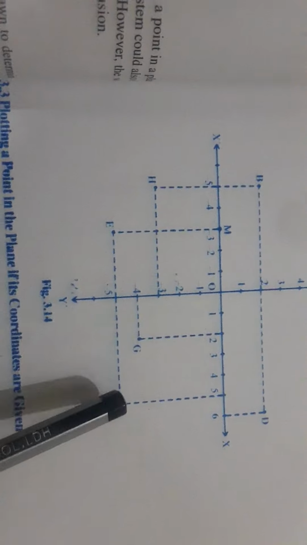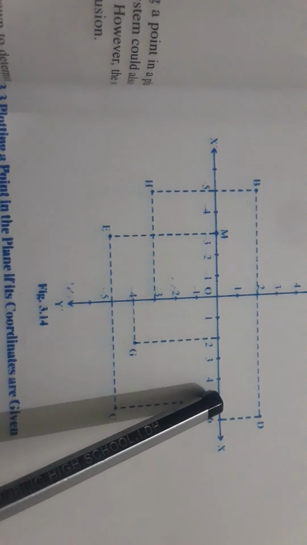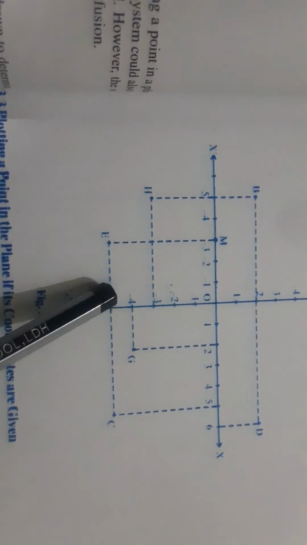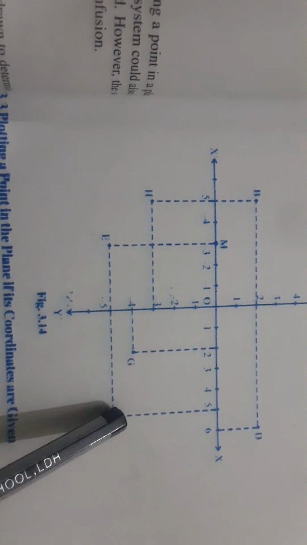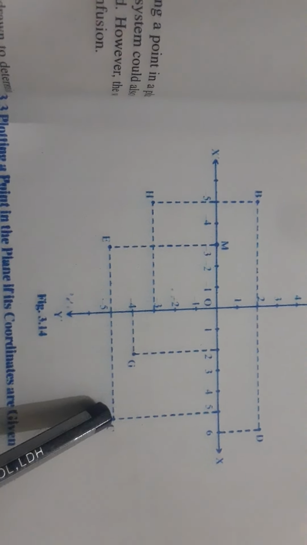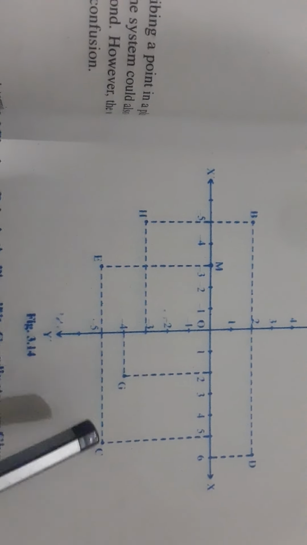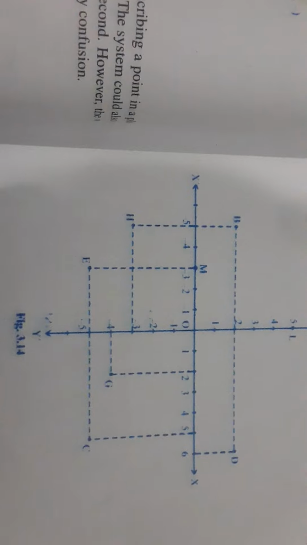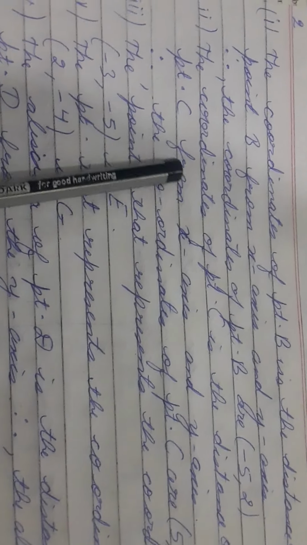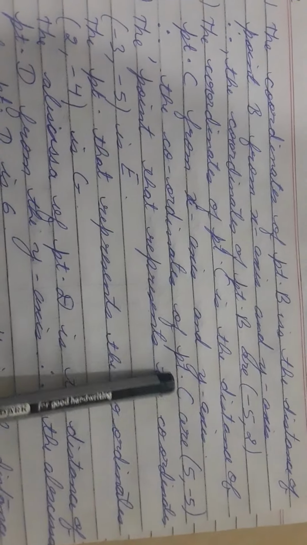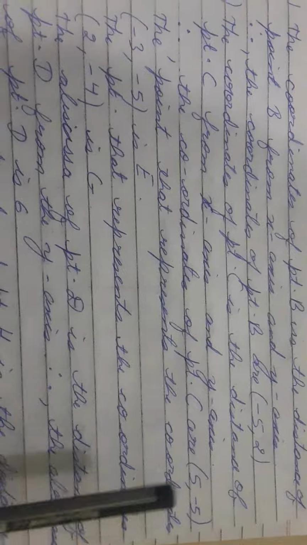You can see here 5 from the x-axis. First we'll take x, then y. The x-axis value is 5 and the y-axis value is minus 5. So we can write the coordinate of point C. Here you can see the coordinate of point C is the distance of point C from the x-axis and y-axis. Therefore, the coordinates of point C are 5 and minus 5.